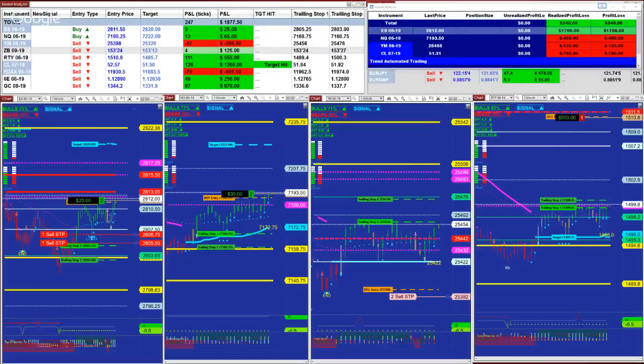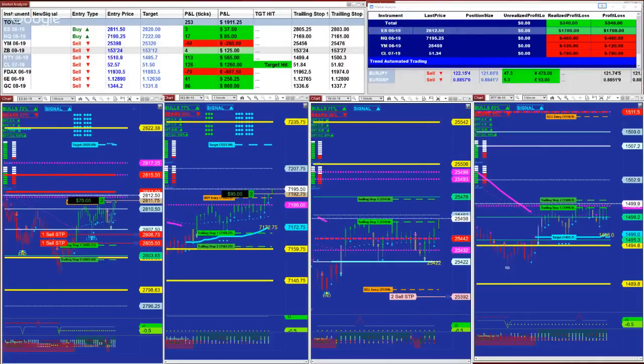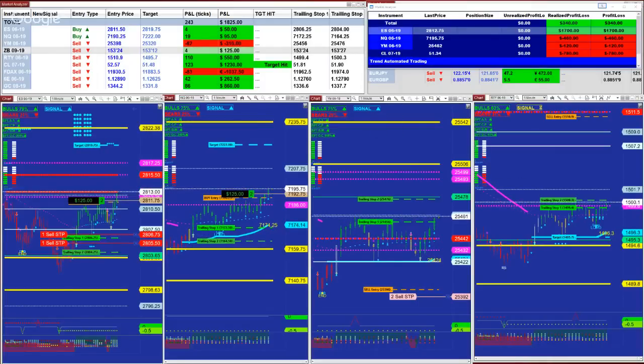And the YM, we still need a little bit more. The Russell, we're about to change direction on the Russell. Get ready for the Russell. I'll give you the entry for the Russell.